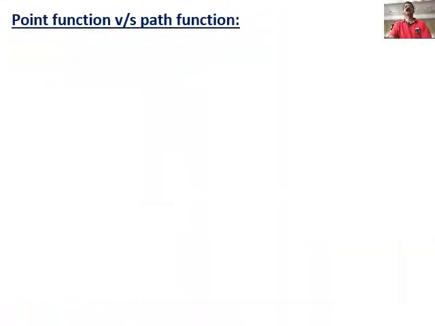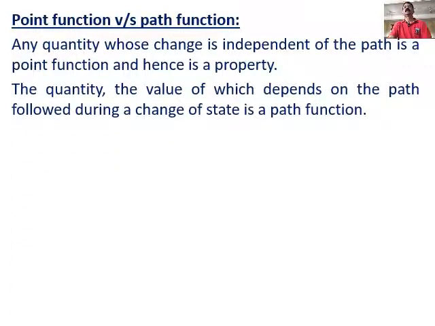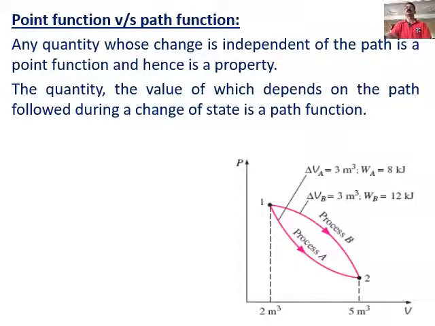Now, point function versus path function. Any quantity whose change is independent of the path is a point function, and it is called a property. The quantity, the value of which depends on the path followed during a change of state, is called a path function. So any quantity whose change is independent of path is a point function, and this is called a property. The value which depends on the path followed during a change of state is called the path function.